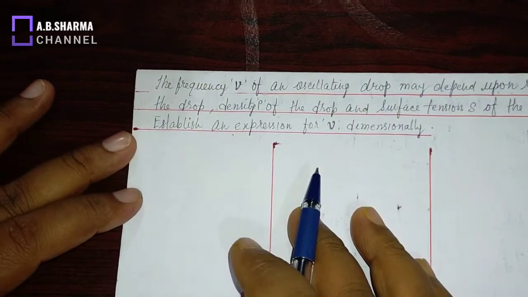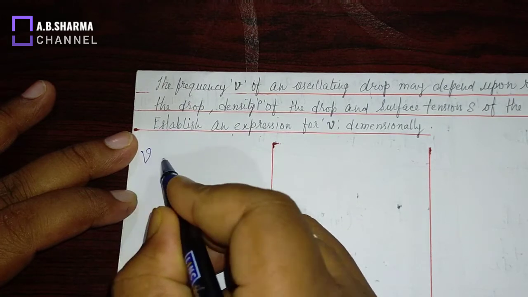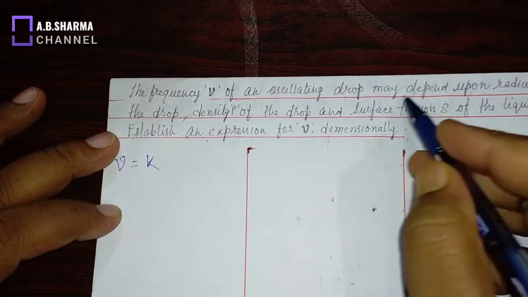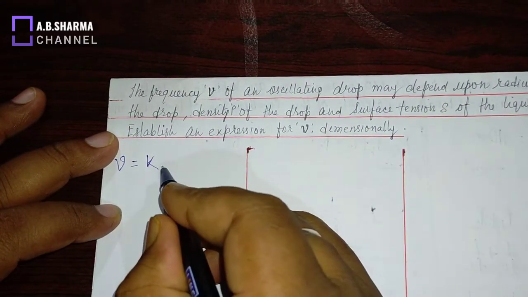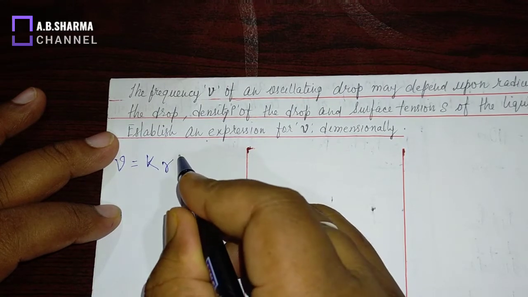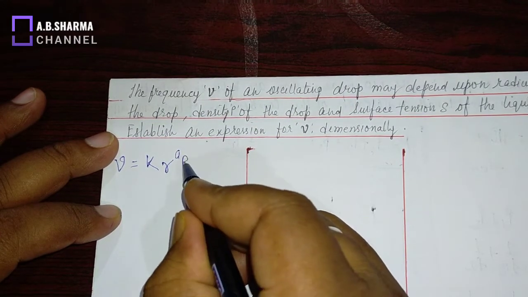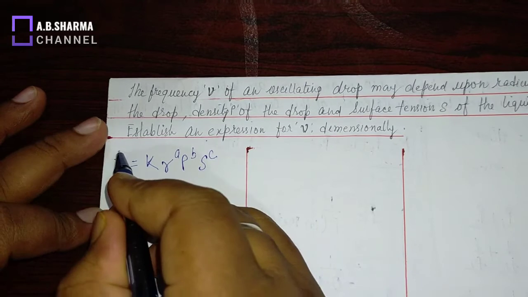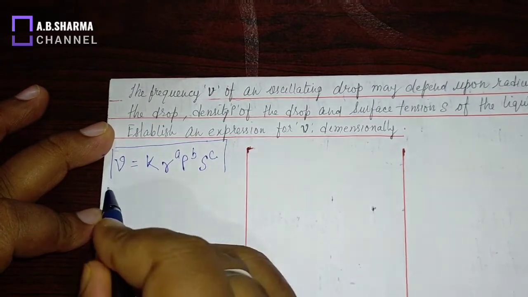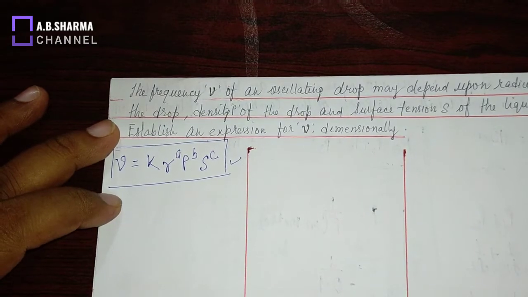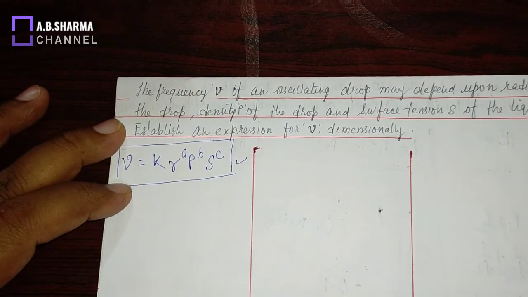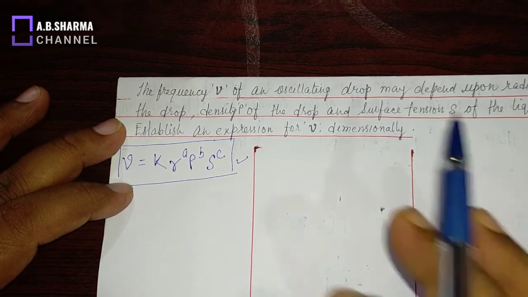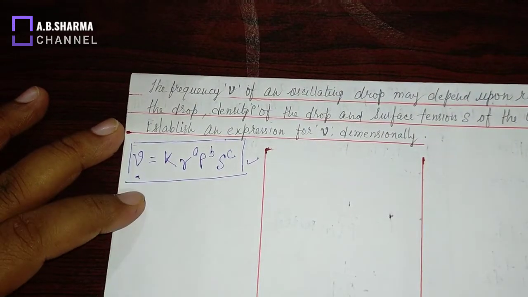From the question it is clear that frequency nu depends upon a constant k, the radius r, density rho, and surface tension S. This is the estimated relation. From the question, an estimated relation is found. Now we have to calculate the value of frequency dimensionally.